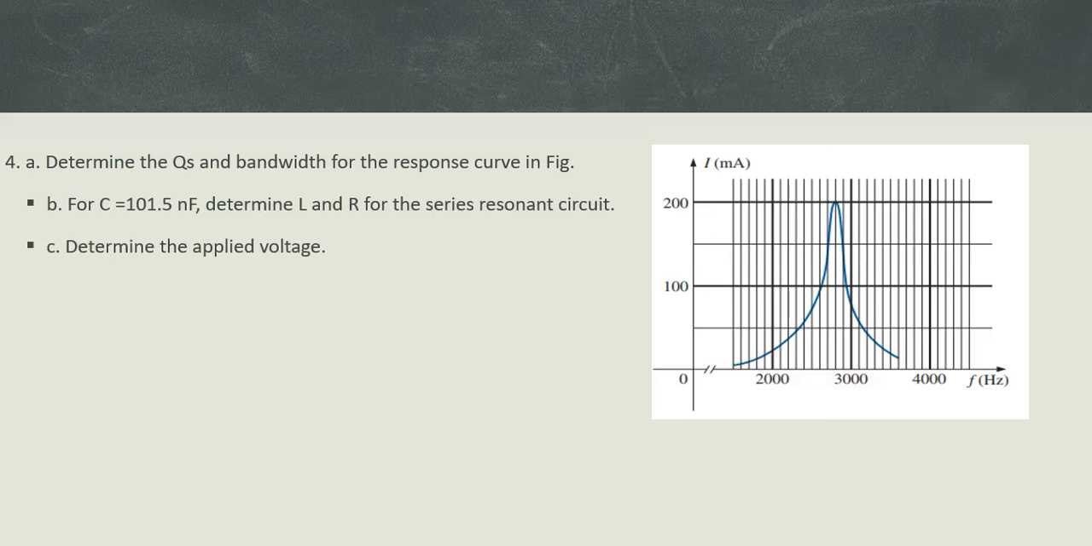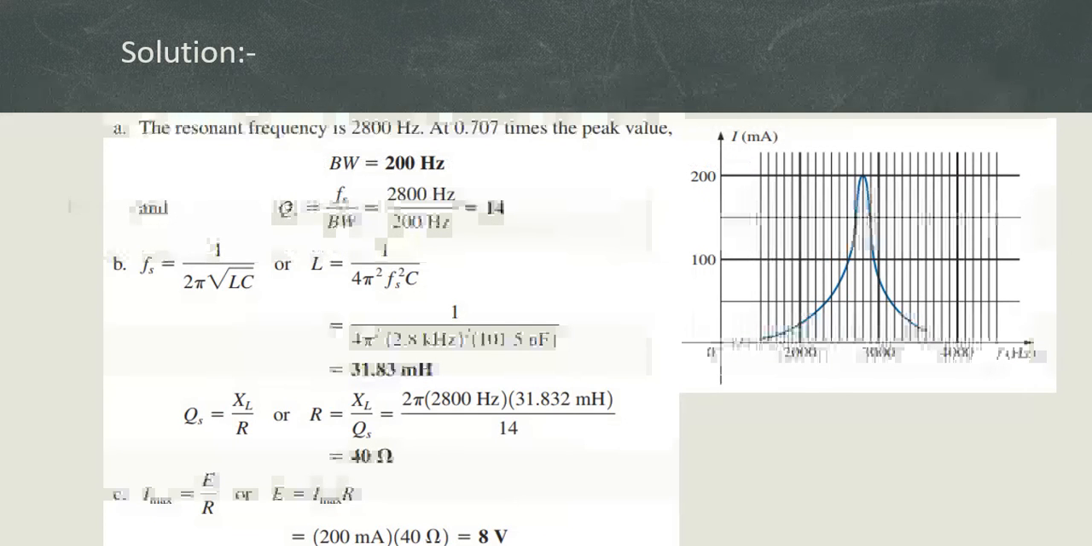So determine the quality factor and bandwidth for the response curve. For C equal to 101.5 nanofarad, determine the inductance and resistance for the series resonance circuit. Determine the applied voltage. So here they given the current value. Here the current value is 200 milliamps. At resonant condition we know that E equal to I into R. I didn't know the value of R, but I know the value of current, which is equal to 200 milliamps. So first I want to find out the value of R.